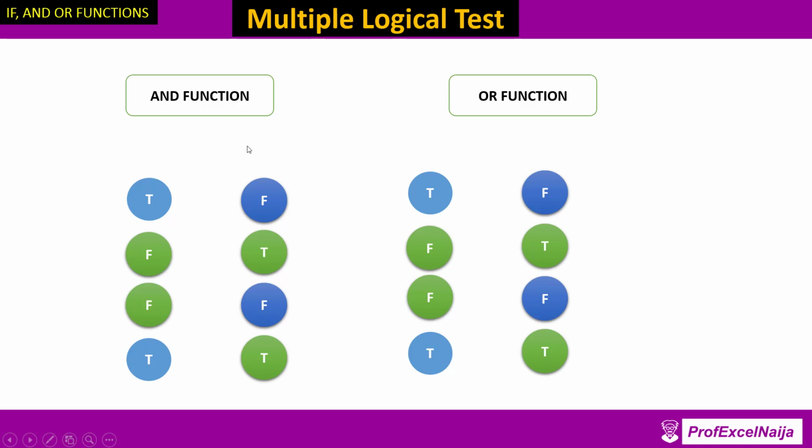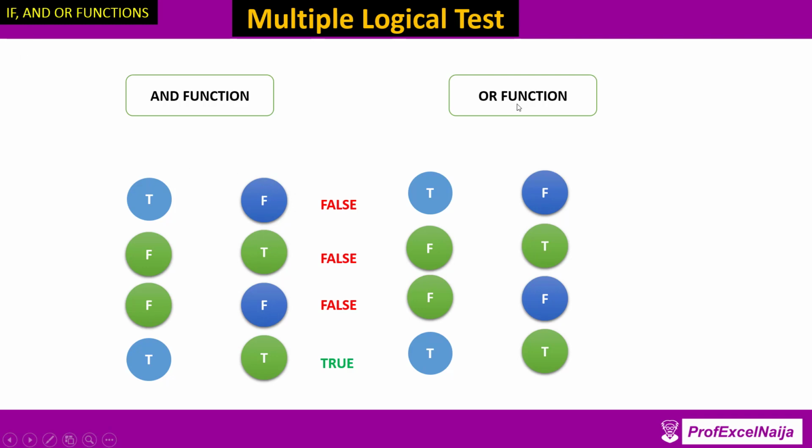Let's demonstrate how the AND function works. The first result will give me a false, the next will also give me a false, another false, and the last one gives me a true. Now, you get a true for the AND function only when all your subtests are true. But once one of your subtests is false, you will get a false.